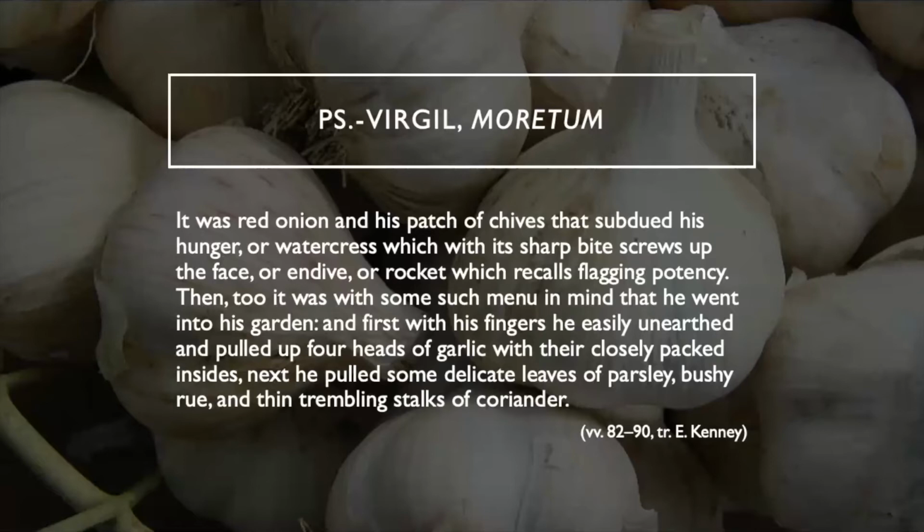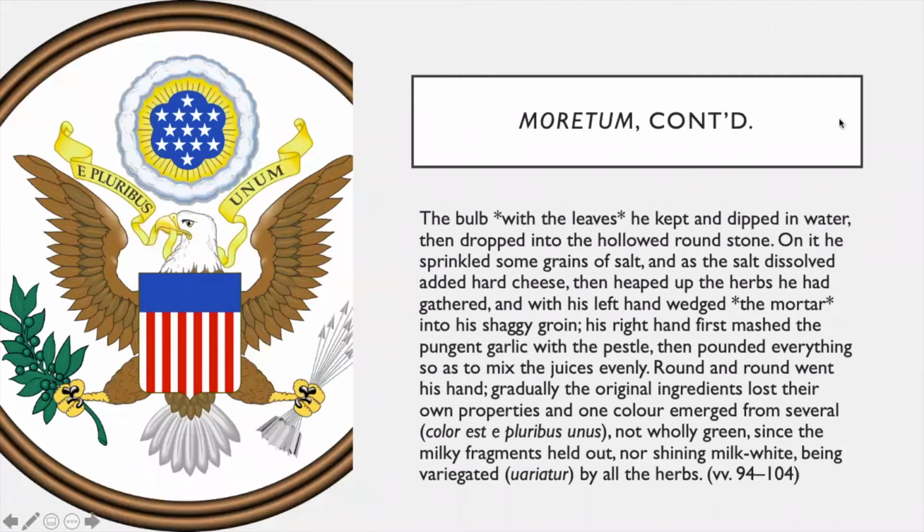It's also worth observing at this juncture that this poem has actually given rise to something quite important in popular culture, or in the reception of classics. And that is because this poem gives rise to the words on the Great Seal of the United States, E pluribus unum, which you see here, where it says, one color emerged from several, color est e pluribus unus.